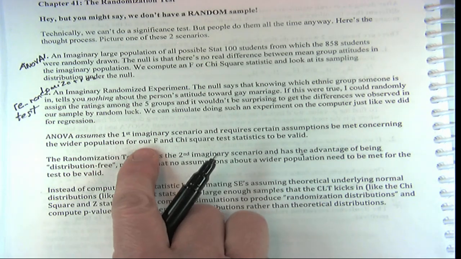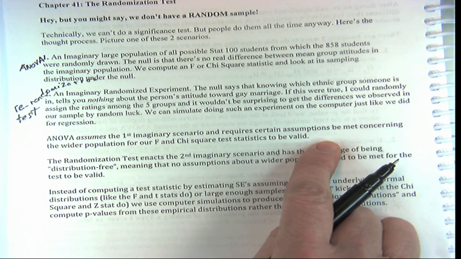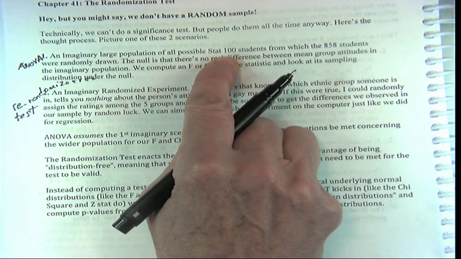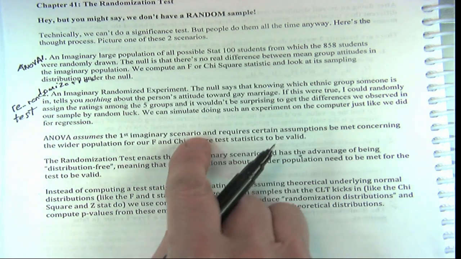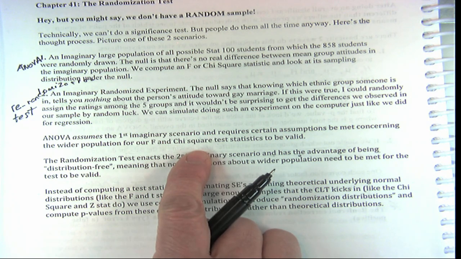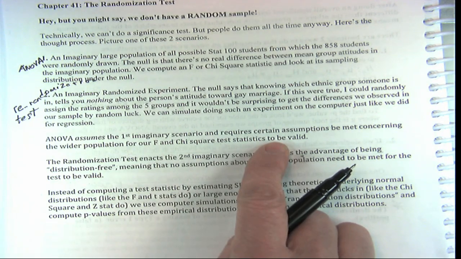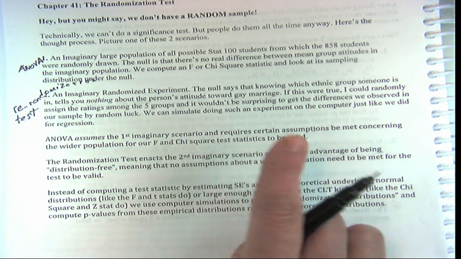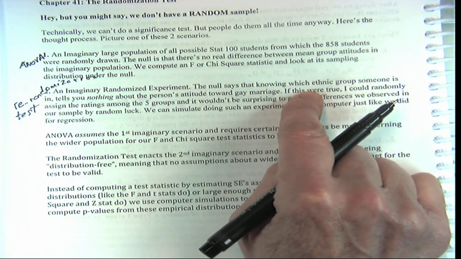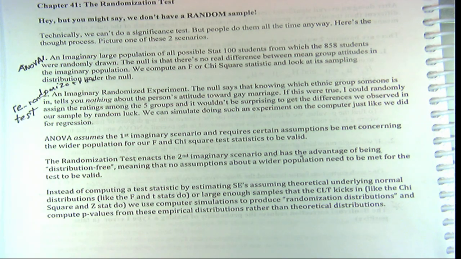Okay? So ANOVA assumes this first one and requires all those assumptions. All those assumptions are because we're imagining this scenario, right? And if the assumptions don't hold, then these F and chi-square tests really aren't valid. So it's always good to try to know how to do it this way too, to check the two, compare. Just have a tool chest of ways.